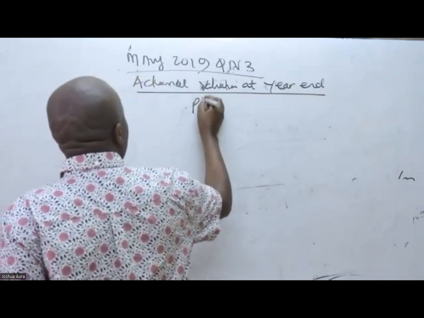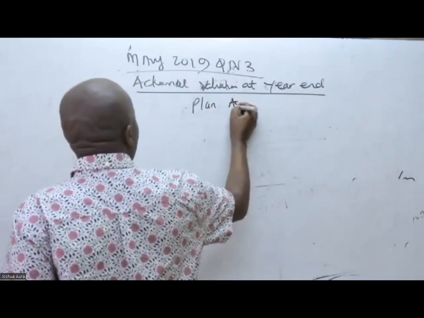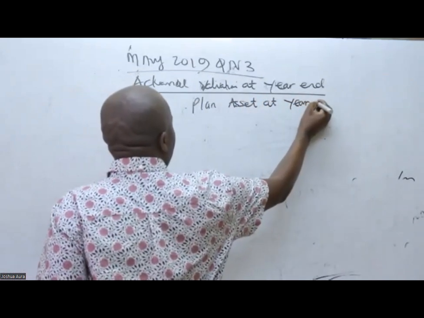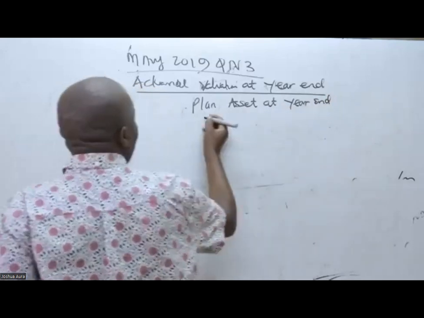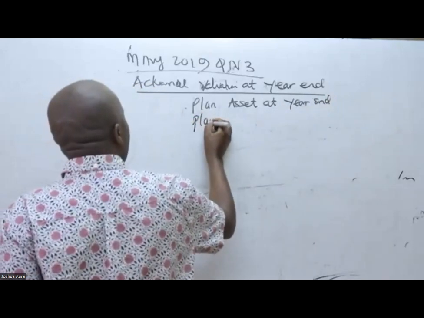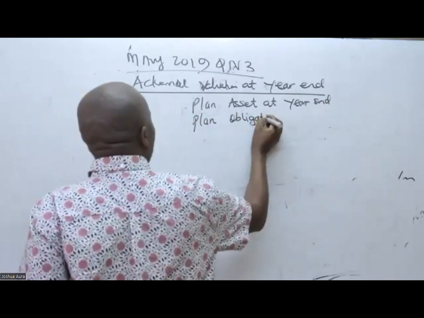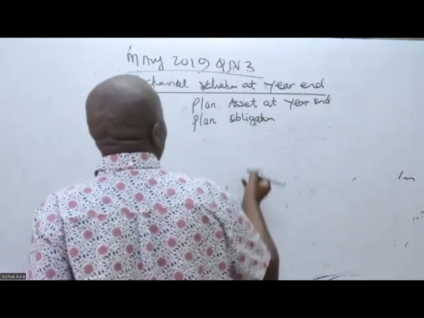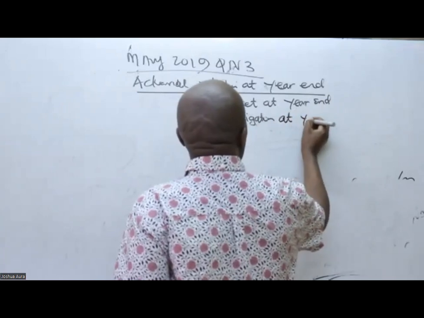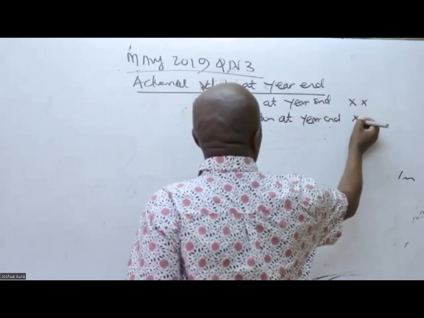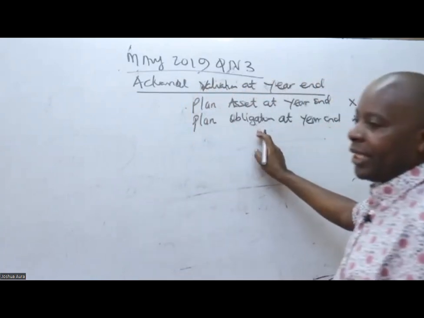So the plan asset value at year end, and then of course we have the plan obligation. The pension plan has an obligation at year end. And then of course you will come and do what here. This is an obligation and this is an asset.